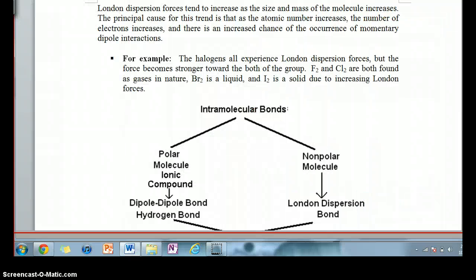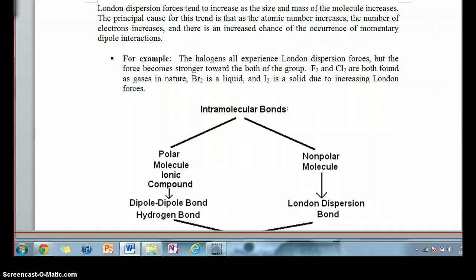Okay, so one important thing to keep in mind here is that London dispersion forces tend to be most significant for molecules that are larger or more massive. The larger or more massive our molecule, the stronger our London dispersion forces will be. Something like diamonds, which are completely made up of carbon, are extremely strong, and that's because there are so many carbon atoms that the London dispersion forces are actually extremely strong.